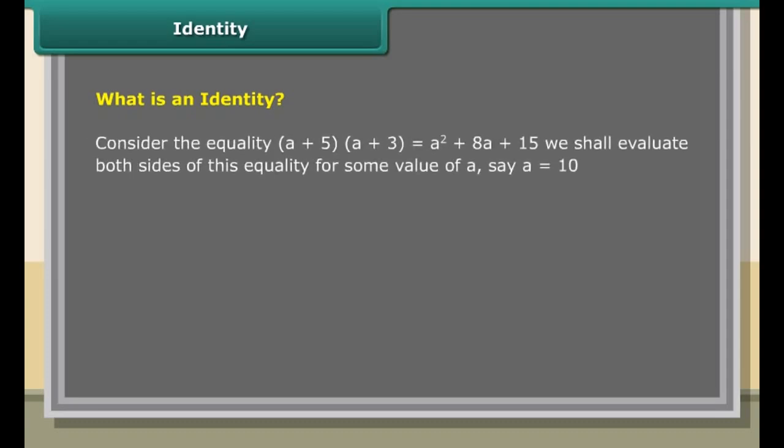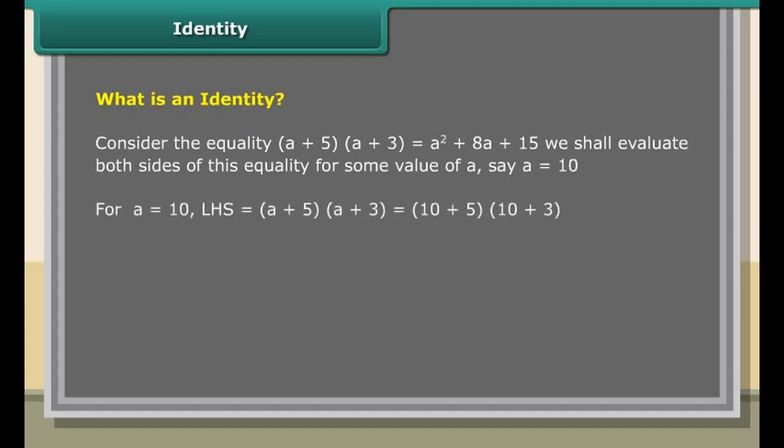Identity. What is an identity? Consider the equality (a + 5)(a + 3) = a² + 8a + 15. We shall evaluate both sides of this equality for some value of a. Say a = 10.